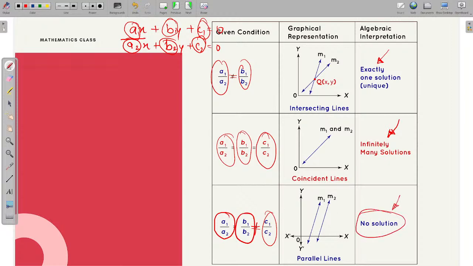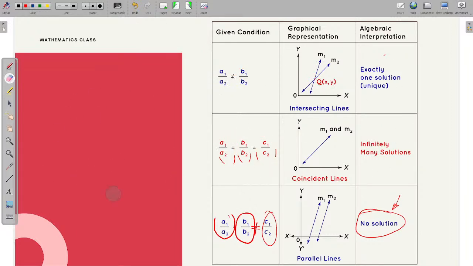Okay, clear? So if you want to find out whether the lines are parallel, or have exactly one solution, or many solutions, all you have to do is check the values of a1 upon a2, b1 upon b2 and c1 upon c2. Clear? Good. Now I'll just erase that and we'll move on to the next topic of linear equations.